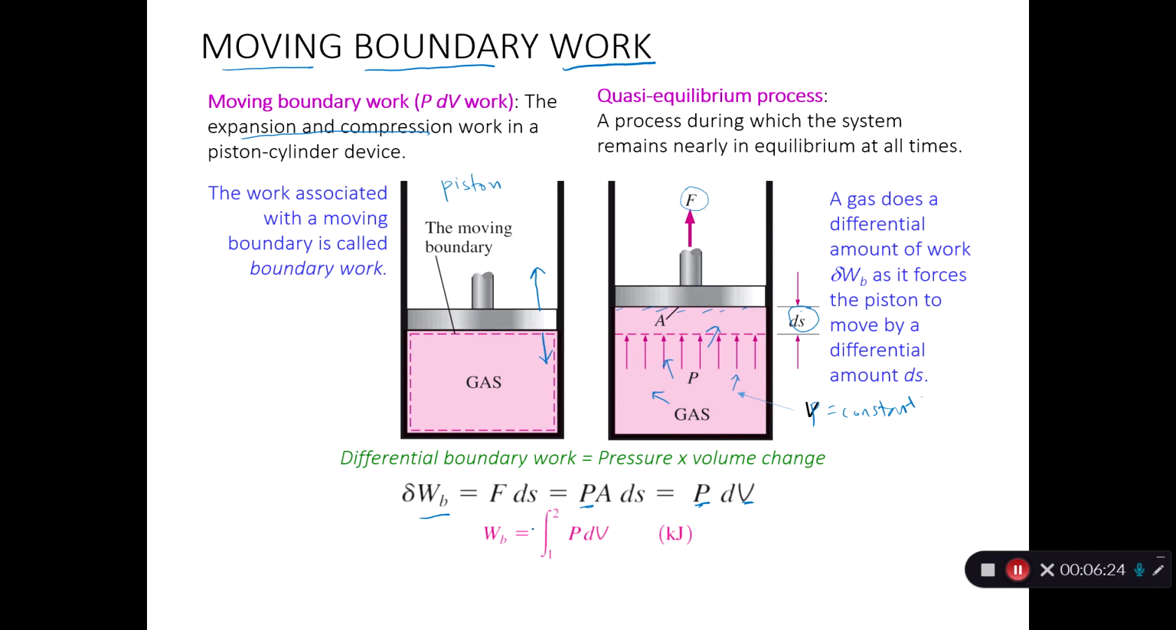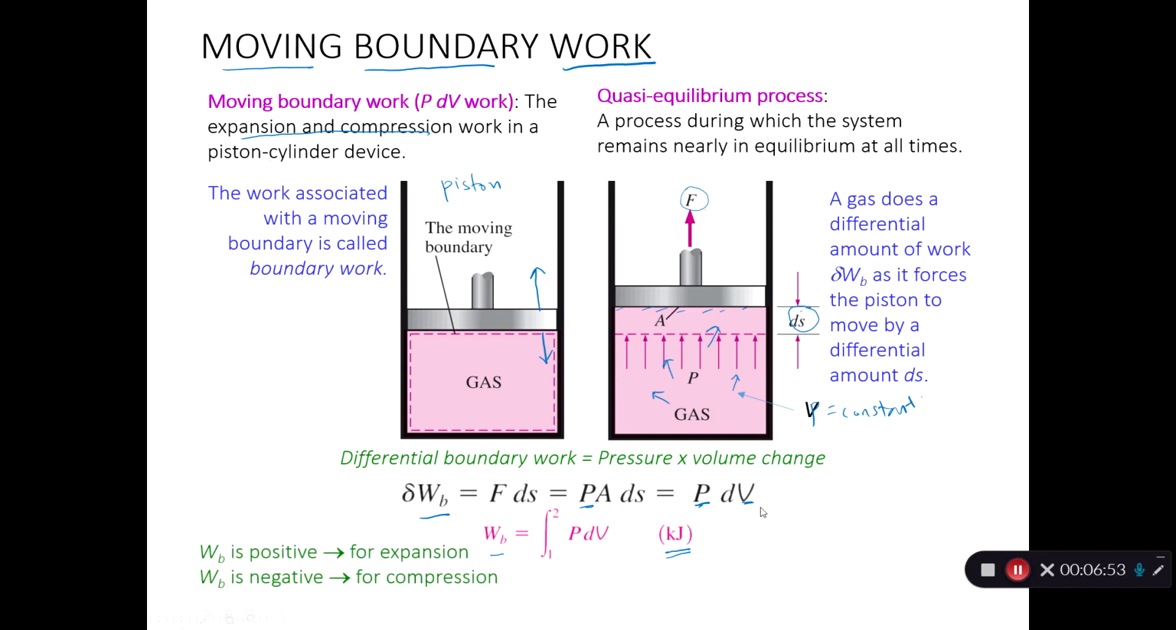So to calculate it accurately, you have to have this integration. Boundary work is an integration from point 1 to point 2 of pressure with respect to volume. Okay, don't panic yet. You don't really have to do the integration. We'll see. Now the unit is the same unit that we have been using because it's a type of work, therefore it's kilojoules.